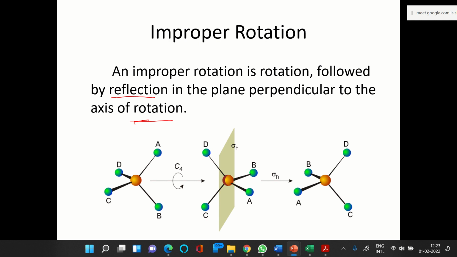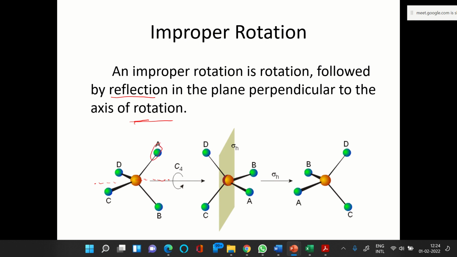So look at this. This is a CH4. So you perform C4. So this is the axis. If you imagine this as an axis, perform C4 rotation along this. So when you perform rotation by 90 degree, what will happen?